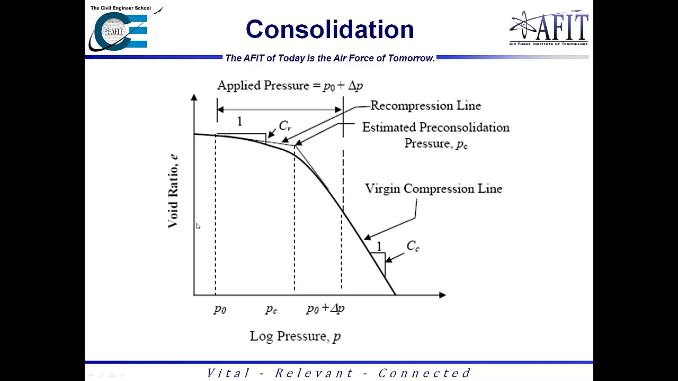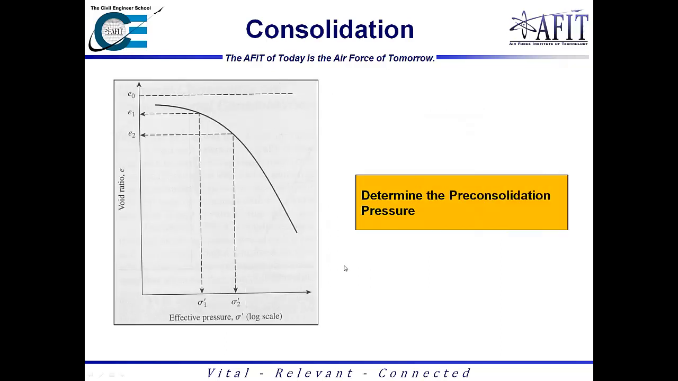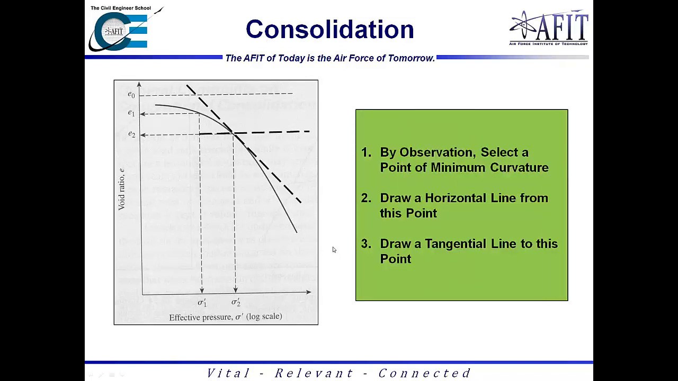And I have another graphical picture to kind of indicate this as well on the coming slides. So say I want to determine the pre-consolidation pressure off this picture right here. So the first thing I'm going to wind up doing is select the minimum point of curvature along the curve, and I just kind of arbitrarily chose this point.